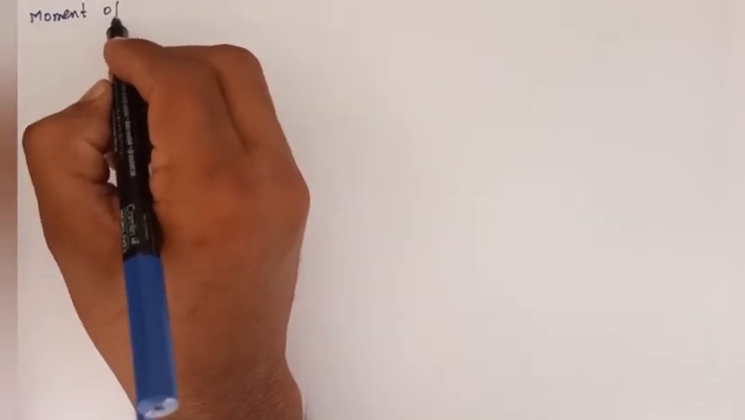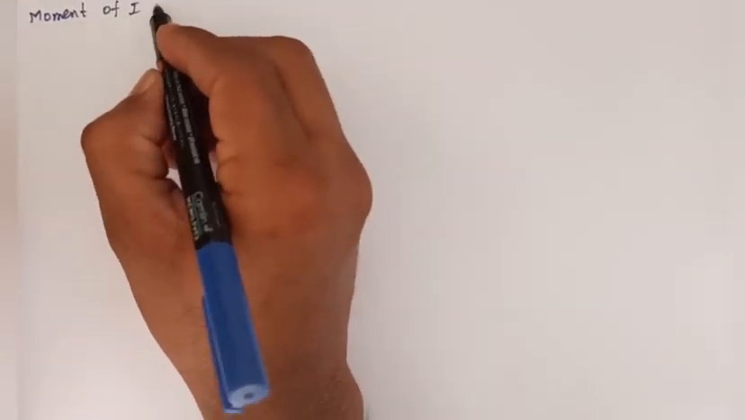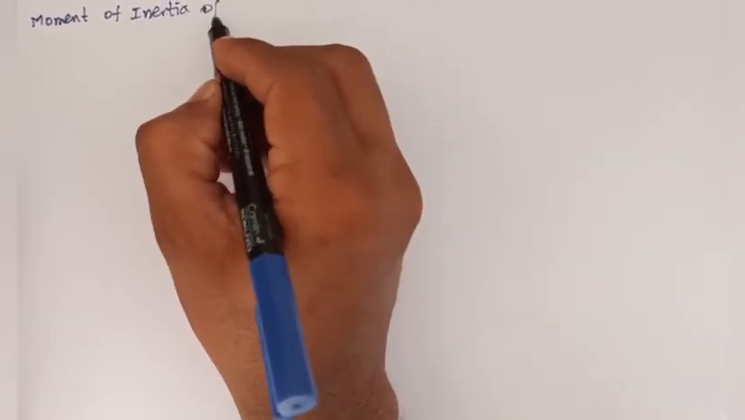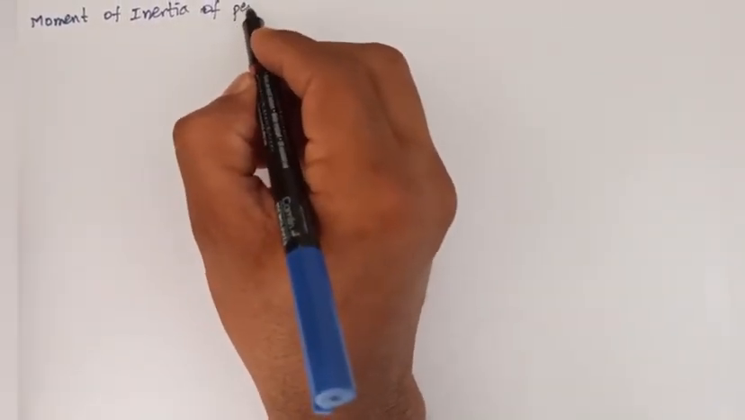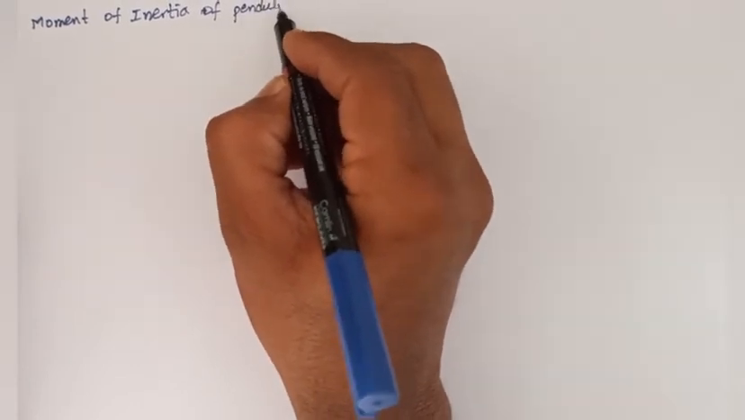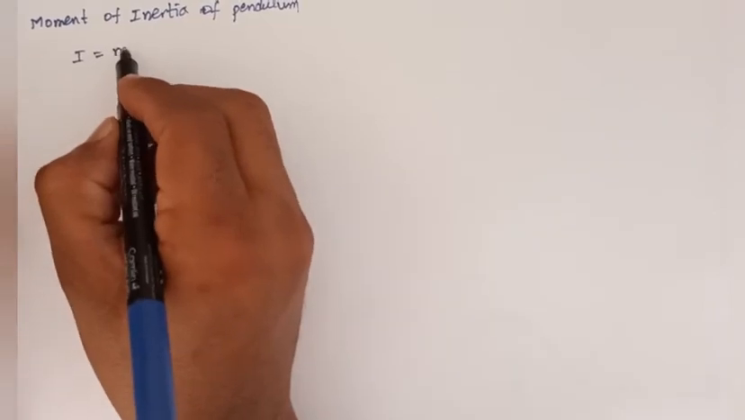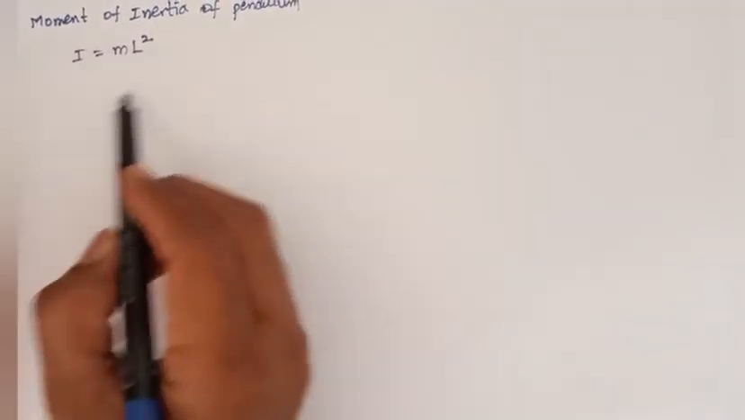In equation number 6, I denotes moment of inertia. Moment of inertia of pendulum, I equals ml square. Why is it taken here?